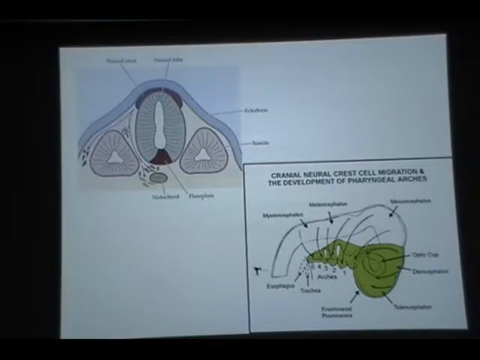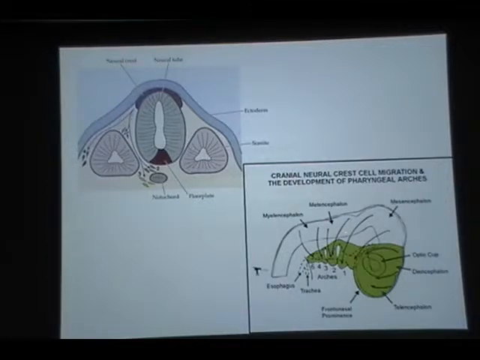Other cells will migrate straight ventrally, come to surround notochord and aorta that are laying on either side of the notochord. These will become pre-aortic and para-aortic ganglia that you saw down at abdominal anatomy. These neural crest cells form all along the trunk and the cranial region of the embryo. They all migrate into the embryo.